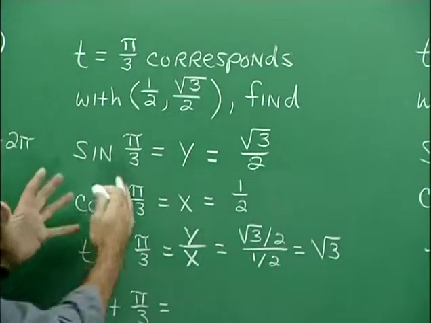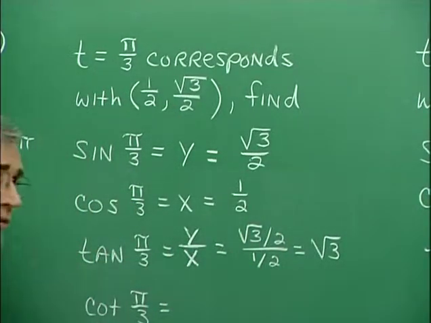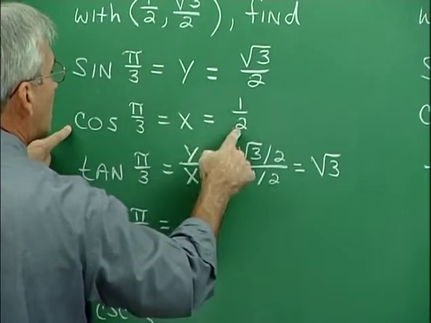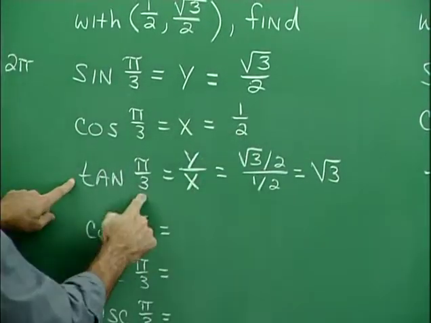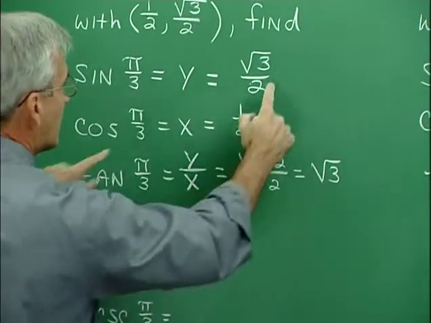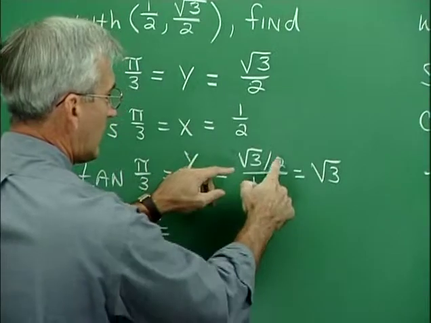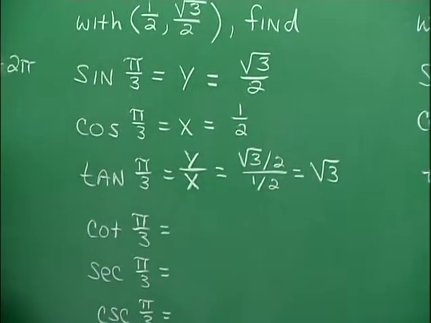And in a similar way, all the rest of the trig functions fall. We have the cosine of that real number is x. The x component is 1/2. The tangent of that real number is y over x, so that's this fraction over that one. And now cleaning this up a little bit, the 2's go out and we have the square root of 3.